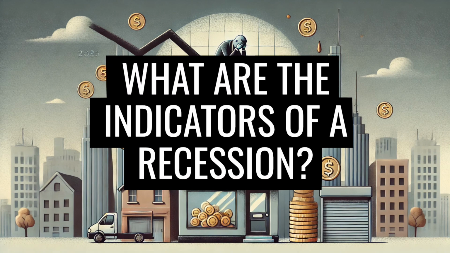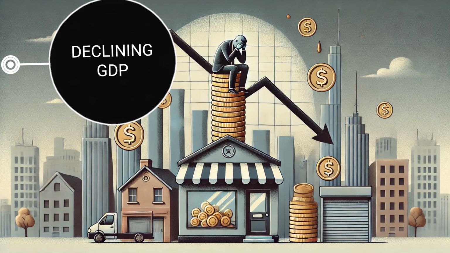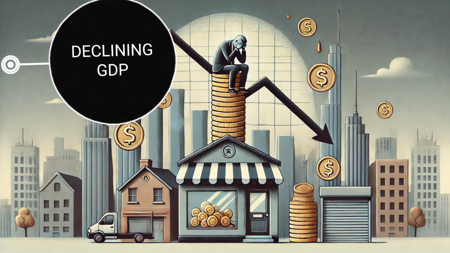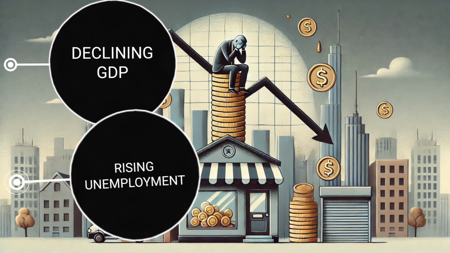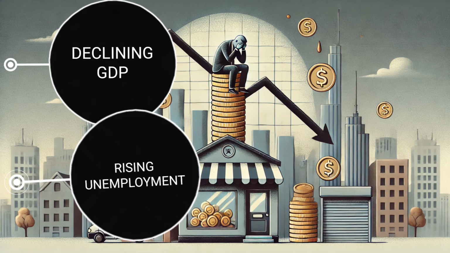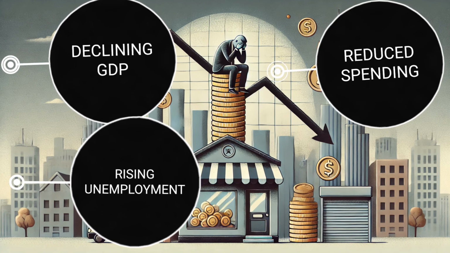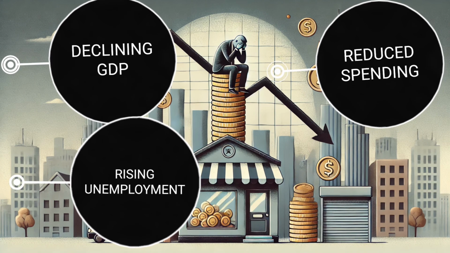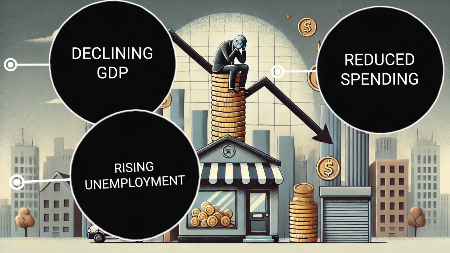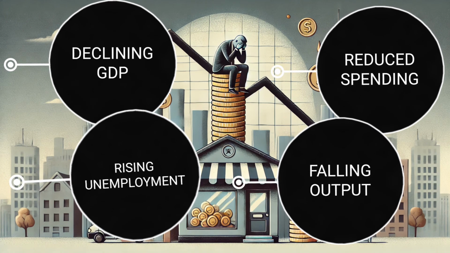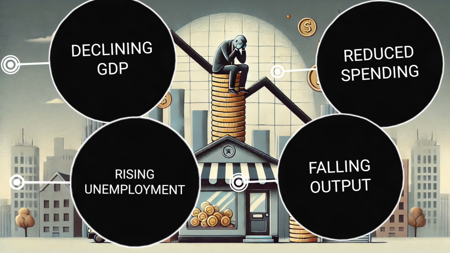What are the indicators of a recession? Several key indicators signal a recession. Declining GDP. A shrinking economy is the most prominent sign of a recession. Rising unemployment. Businesses often cut jobs to save costs, increasing unemployment rates. Reduced consumer spending. Fear of job loss and lower incomes lead to decreased consumer spending, which further slows economic growth. Falling industrial output. Factories reduce production as demand declines.